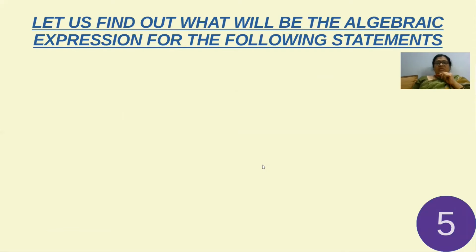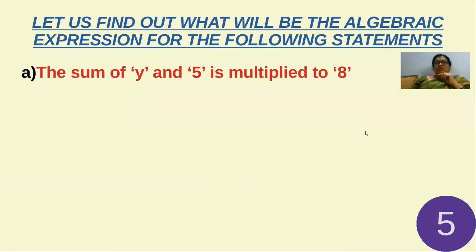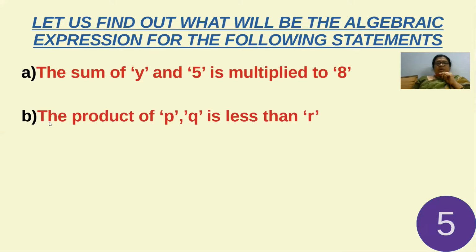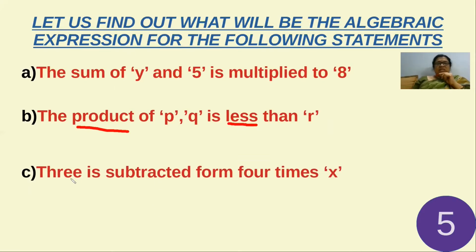Now I'll give some statements and some algebraic expressions also, and you have to match them. This is an activity. The sum of y and 5 is multiplied by 8. The product of P, Q is less than R. Product, see here. Less than. 3 is subtracted from, see here. 4 times. Observe the words they are using carefully, and how we will convert these into algebraic expressions.